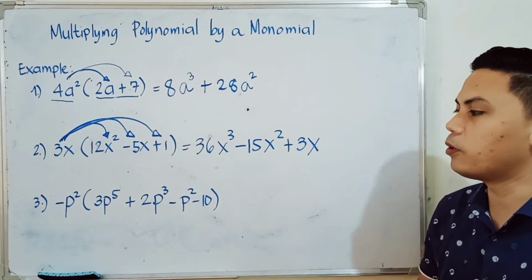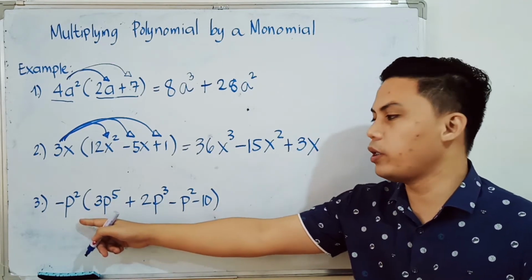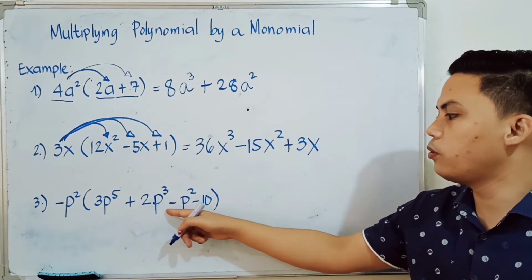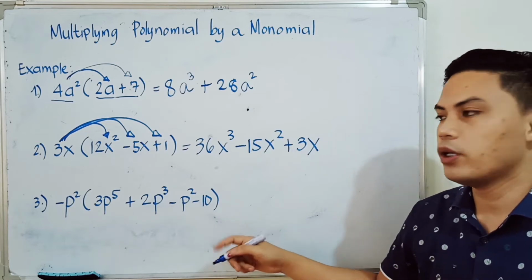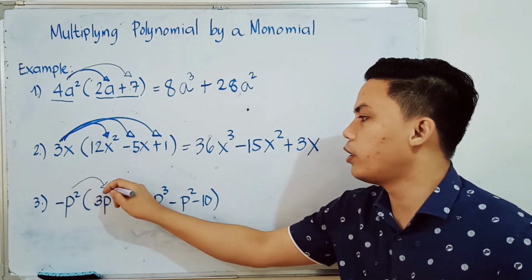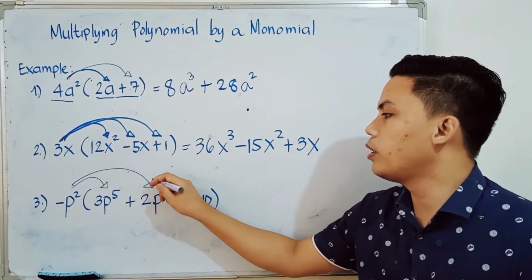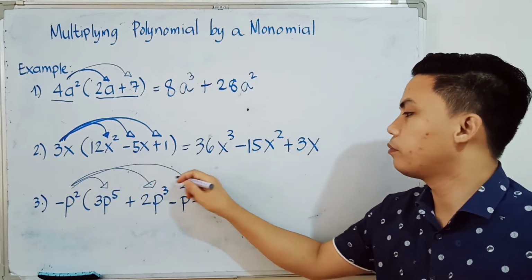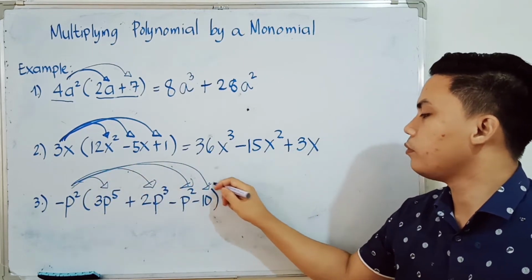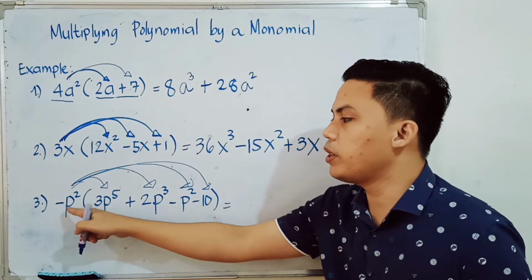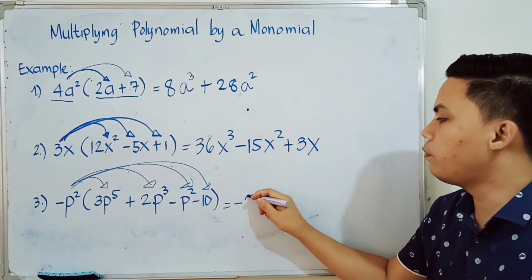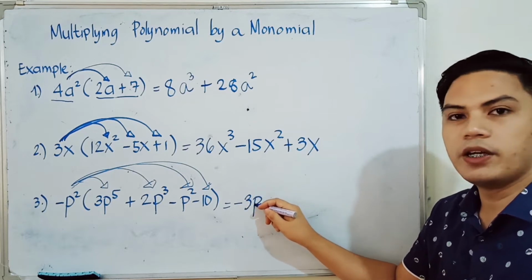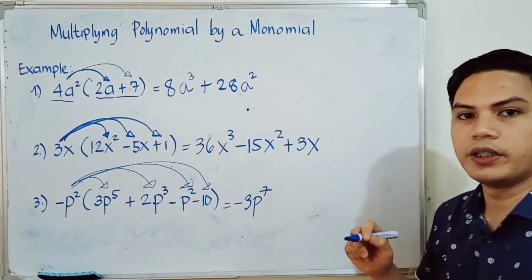Now, how about the last example? We have negative p squared and we're going to multiply it to the given polynomial. So, yung given polynomial natin has 4 terms. So, ibig sabihin, 4 na beses din natin i-distribute si negative p squared. Okay? So, let's start. Negative p squared times 3p raised to 5. We will have negative 3p raised to 7.